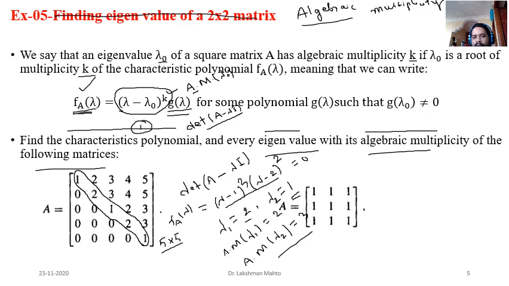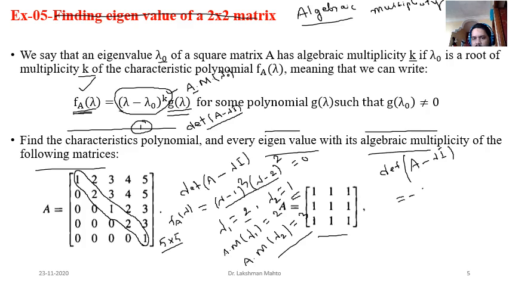Okay, I am taking one more matrix. This matrix A has every entry equal to 1. So what would be the characteristic polynomial of this one? Consider this as homework. You have to find the determinant of A minus lambda I, and this will give you a cubic polynomial.